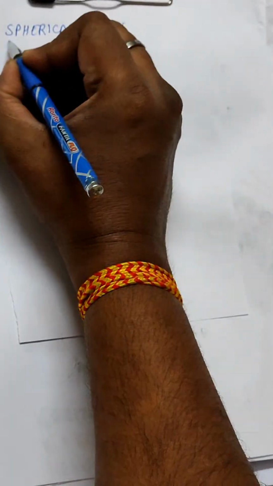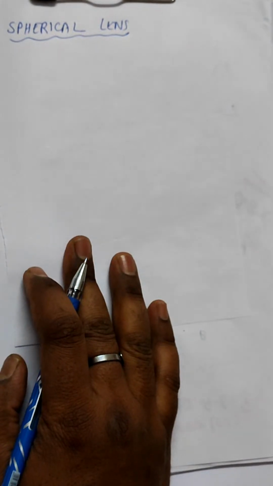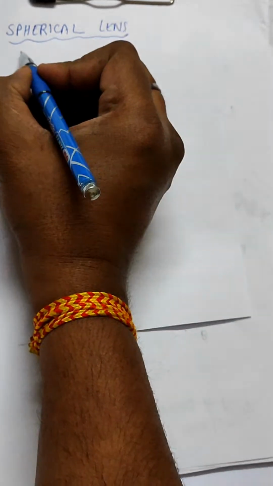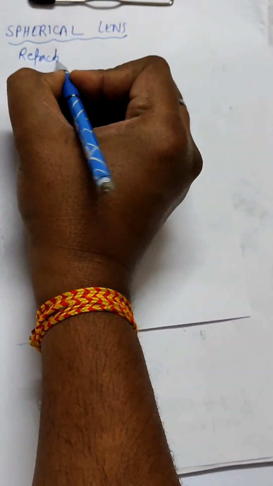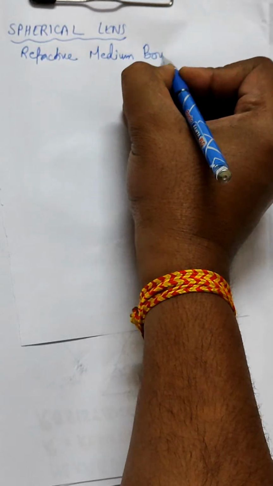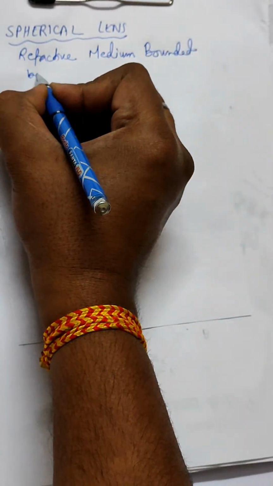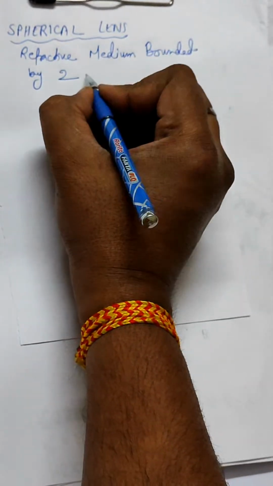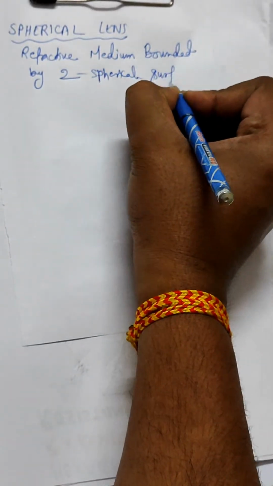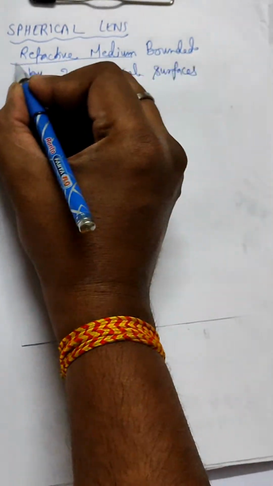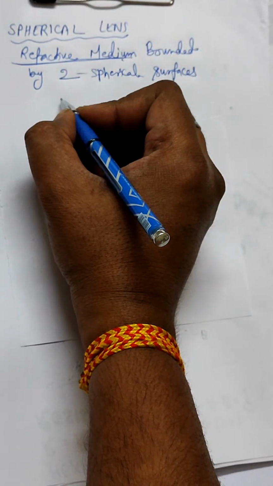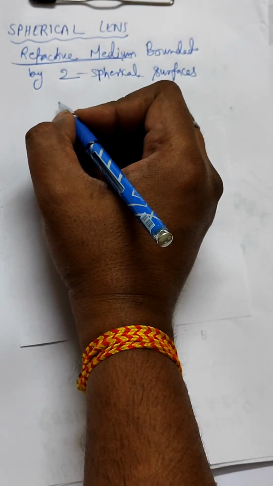A spherical lens is a refractive medium bounded by two spherical surfaces, right? Refractive medium, mind this word. Refractive medium means it can be air, glass, oil, any liquid with some density, whatever.